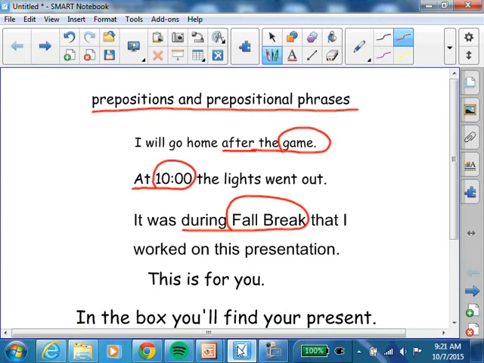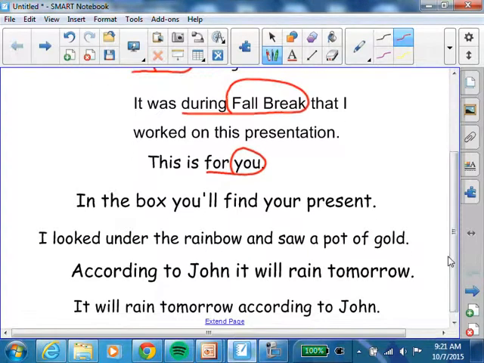Okay? The next sentence: This is for you. The preposition is for, the object of the preposition is the pronoun you. Next: In the box, you'll find your present. Here we once again have a sentence which is beginning with the prepositional phrase. The preposition is in. Box is the object of the preposition.